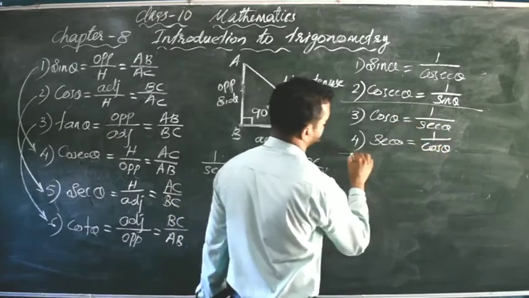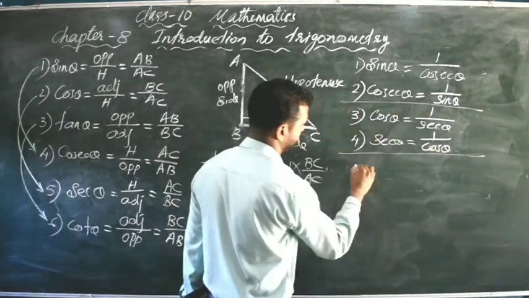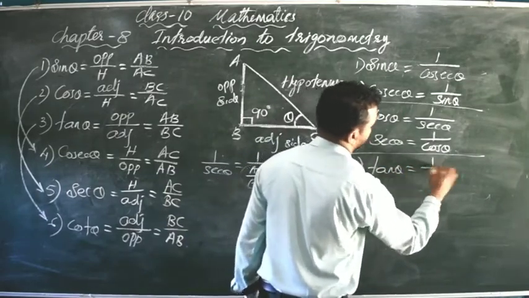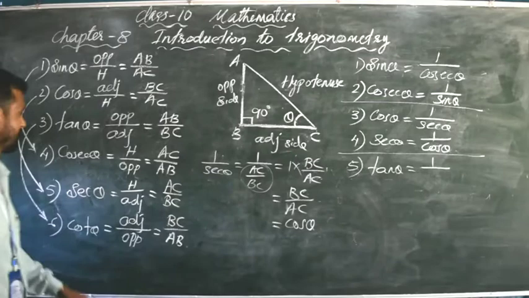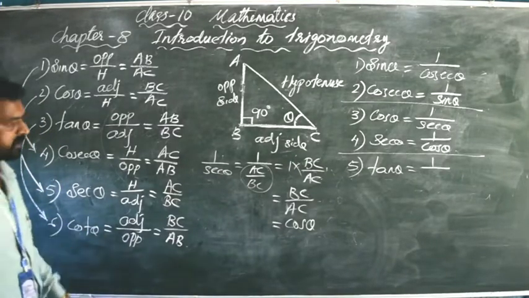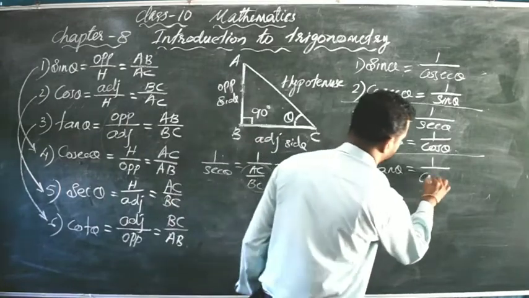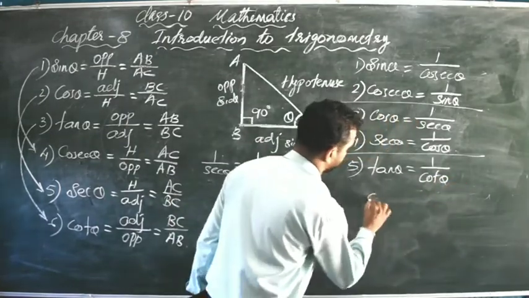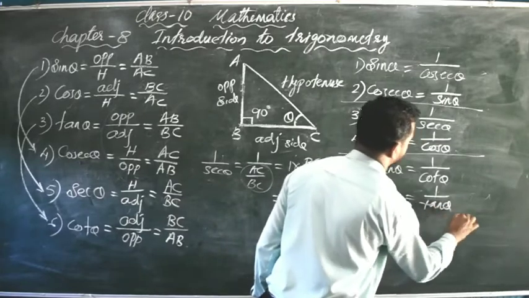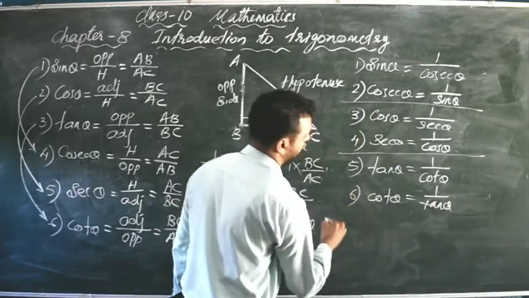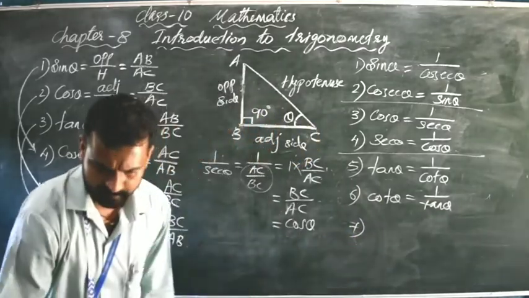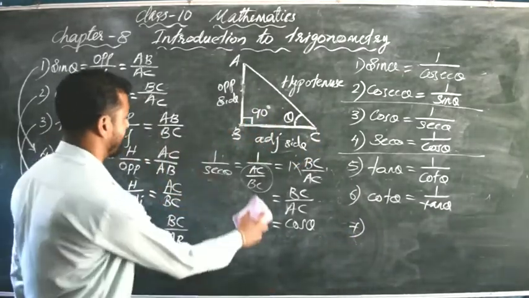Now can you tell me, number 5, tan theta is equal to which ratio? It's a reciprocal ratio. Tan theta's reciprocal ratio is cot theta. So tan theta is equal to 1 by cot theta, and cot theta is equal to 1 by tan theta. Again, two more formulas are there. Now I am going to find out sin theta divided by cos theta.